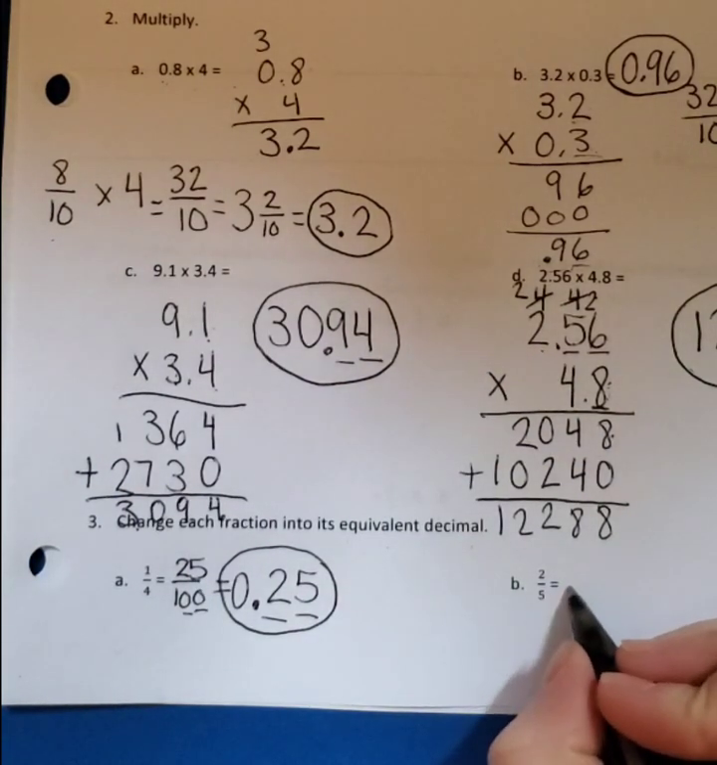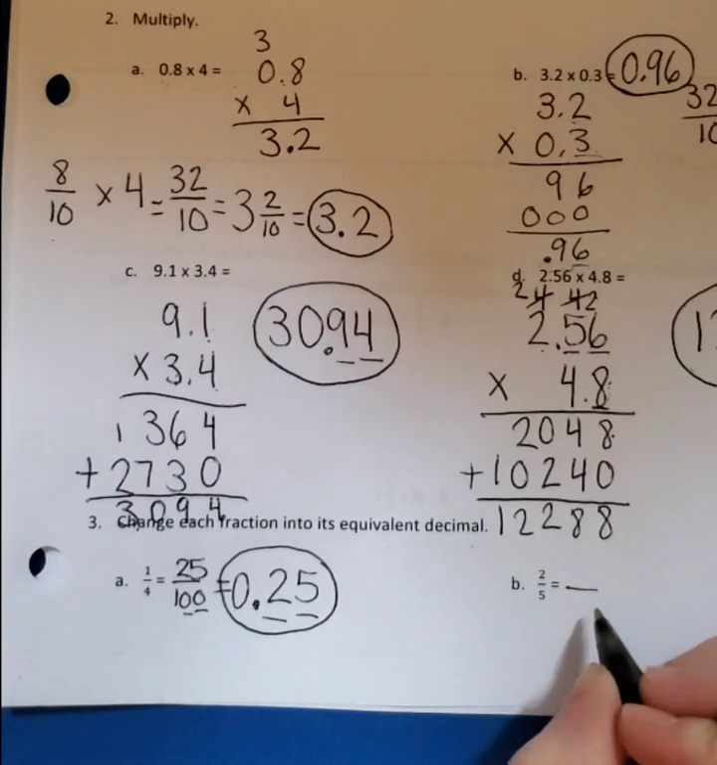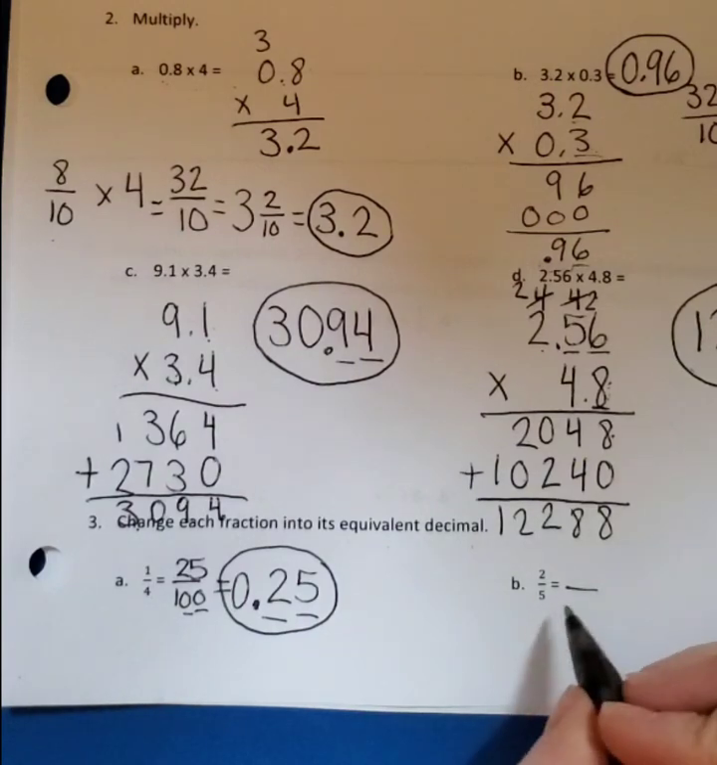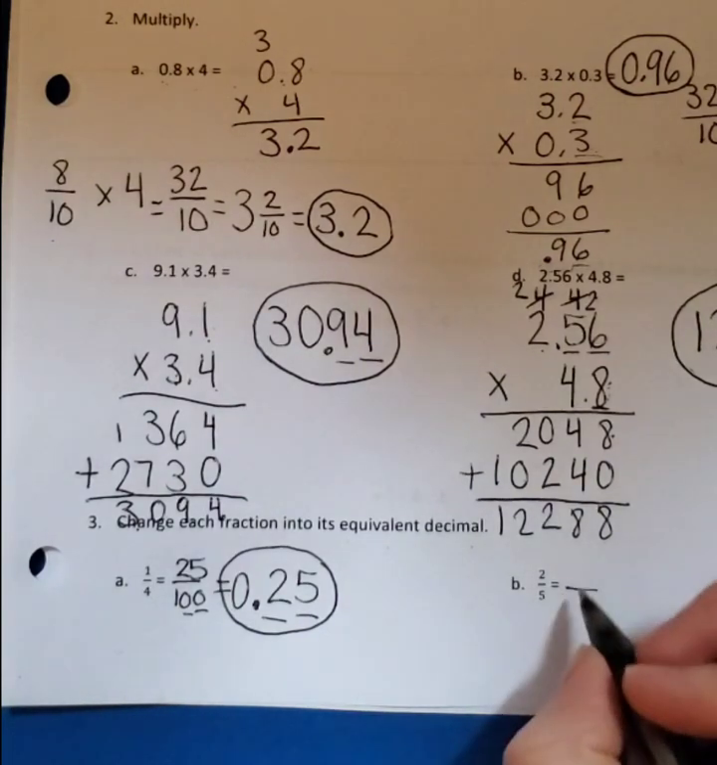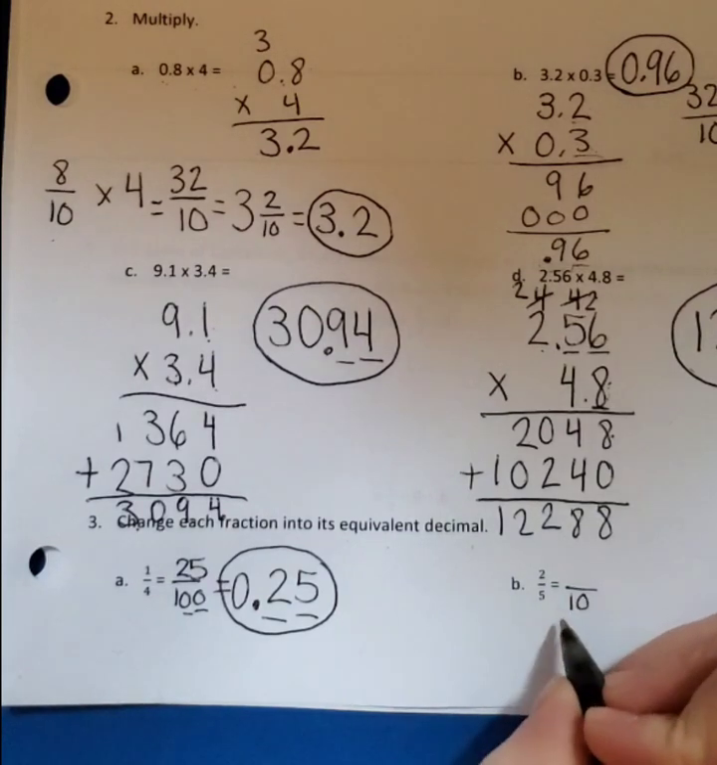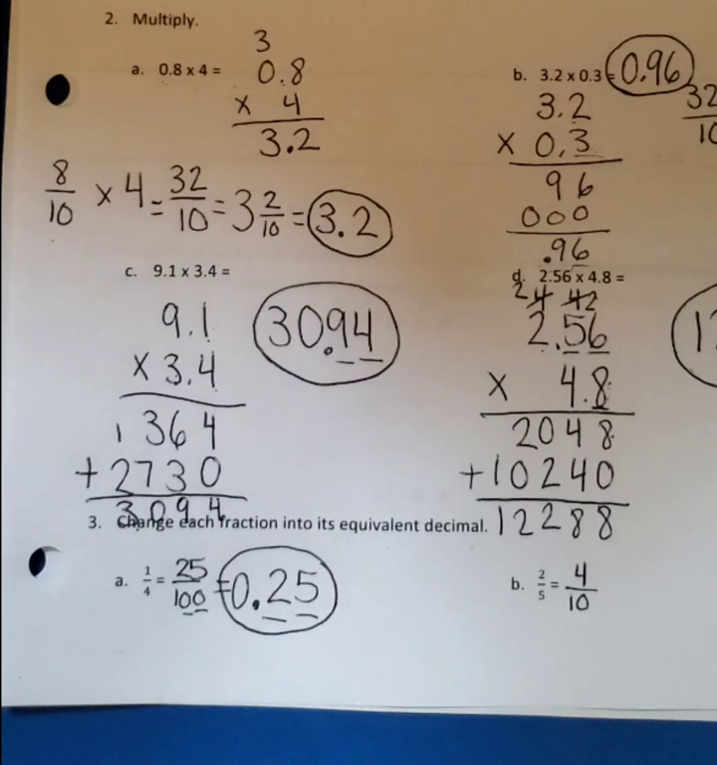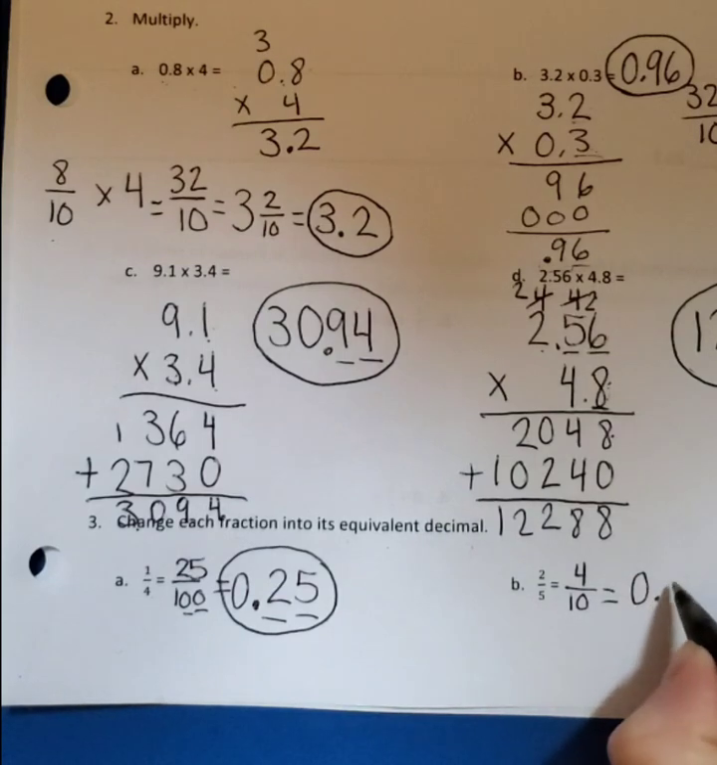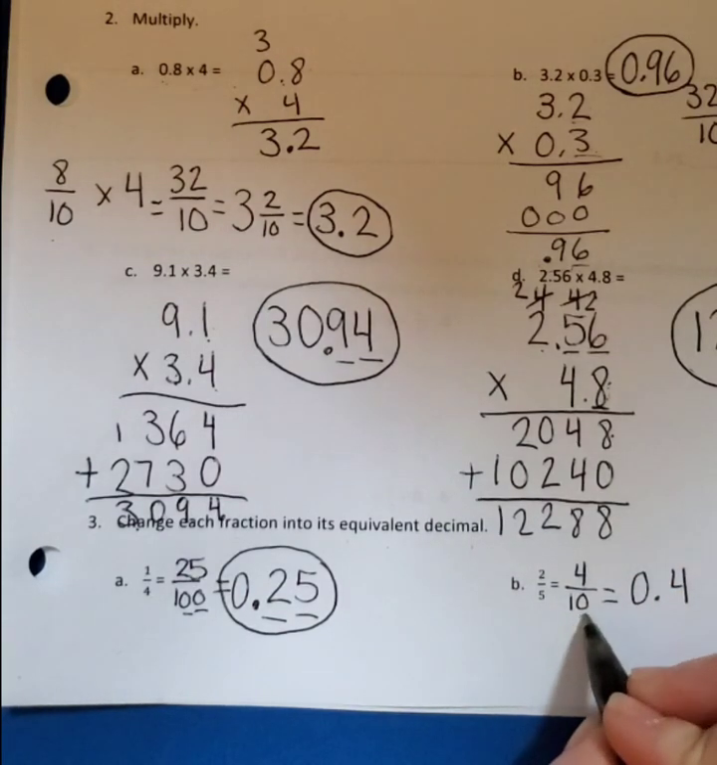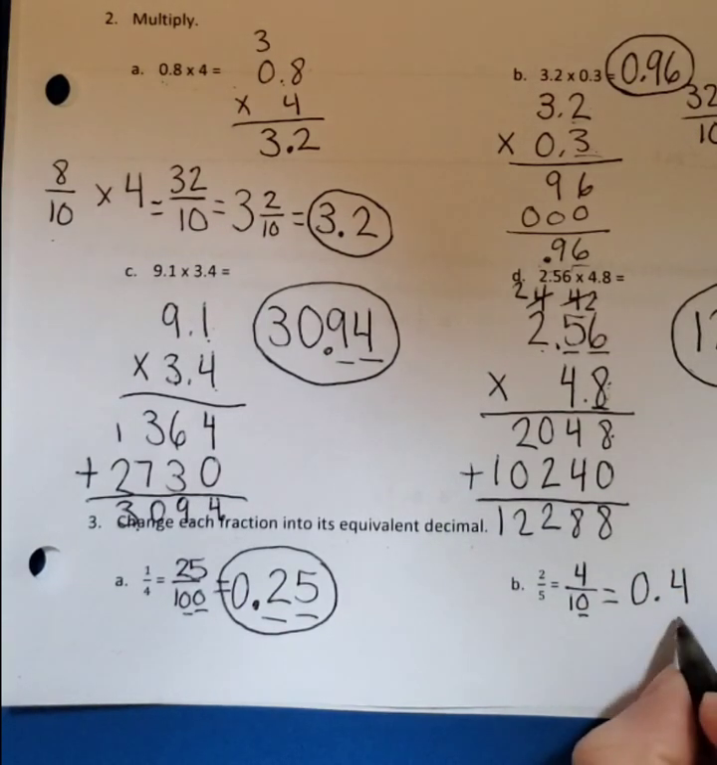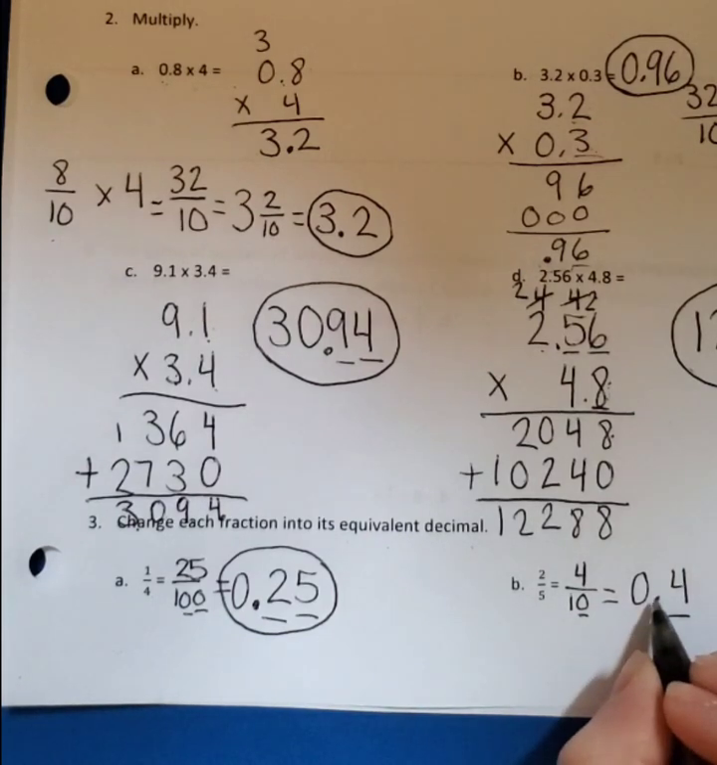And over here, again, we need a 10, 100, or 1,000 under here, a power of 10. So 5s, ooh, I can get to 10 from this. That's easy. 5 times 2 is 10. 2 times 2 would be 4. So my equivalent fraction here is 4 tenths. And to make that a decimal, I can write 4 tenths, 0.4. Or there's 1 zero in a 10, so we have 1 place value past the decimal.